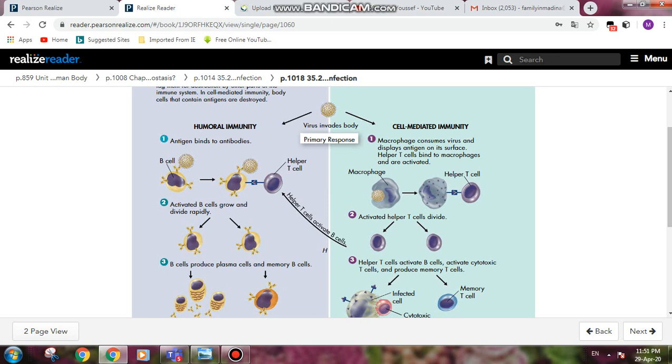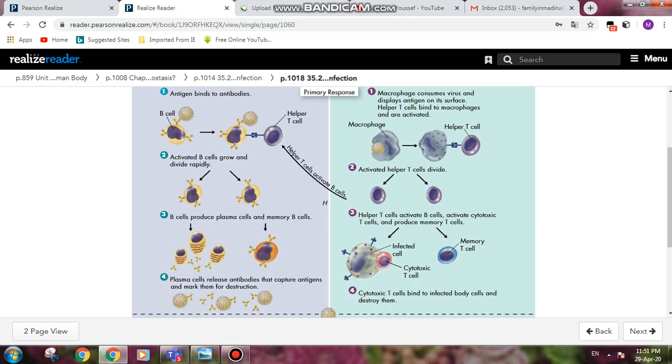What does that mean? This is the virus here, and the macrophage ingests, or consumes, or eats the virus. This complex activates a type of cell called the helper T cell. It's a T lymphocyte. What happens when the helper T cells are activated, like what happened to the B cells? They divide more and more, and we have more and more of the helper T cells.